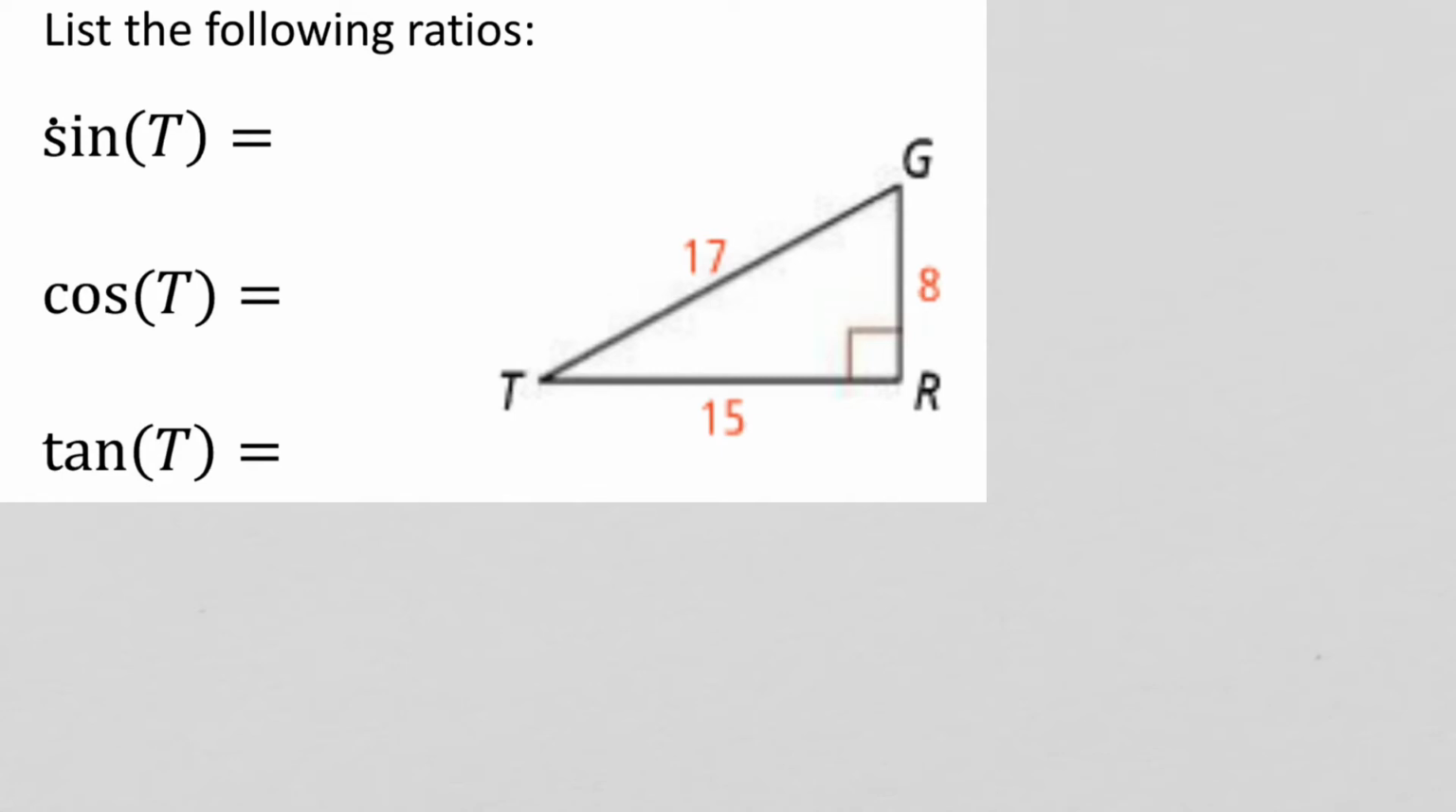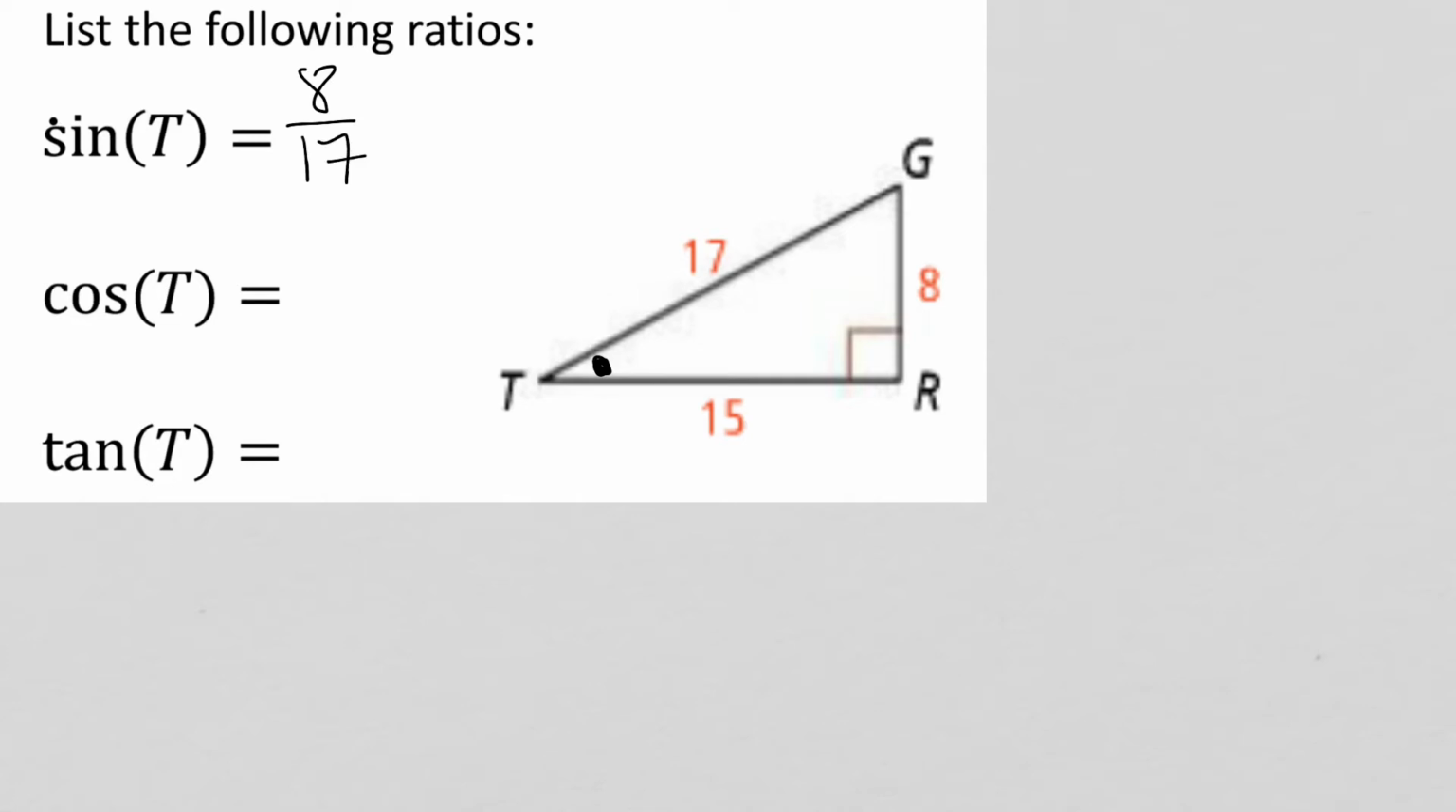So we're looking at angle T. So you put your pencil point on angle T. It's asking you to find the ratio for sine of T. Sine was opposite divided by hypotenuse. What's the opposite side of T? That's 8. And what's the hypotenuse side? 17.